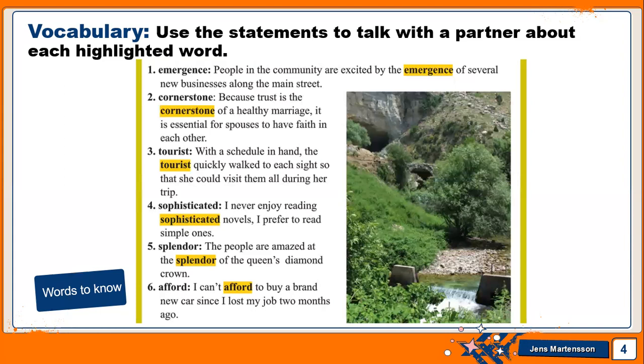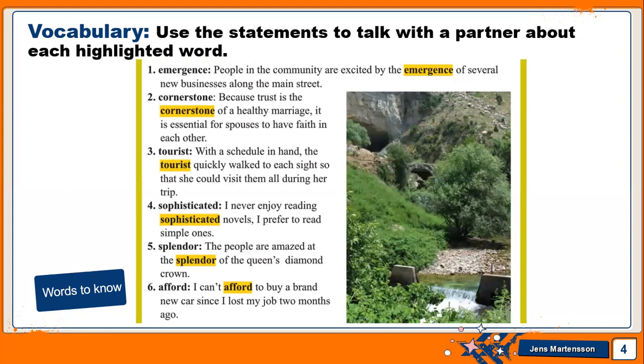The third word is tourist. Who are the tourists? They are the people who visit that place. Let's look at the sentence. With a schedule in hand, the tourist quickly walked to each site so that she could visit them all during her trip. So they're saying that the tourist is visiting several places, several sites during her trip. This means that the tourist is the person who's going on a trip to visit some places.